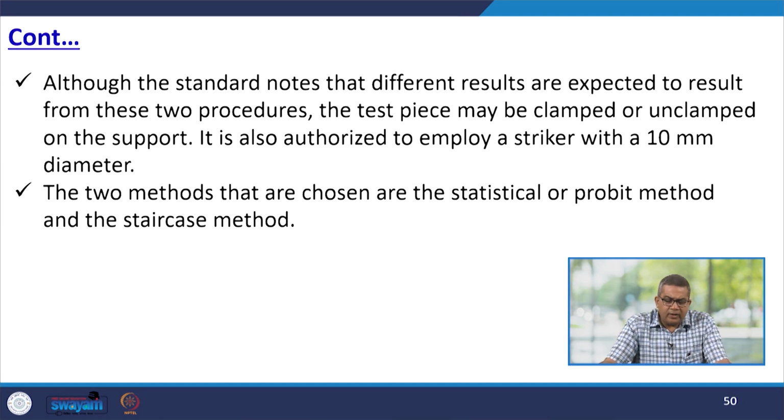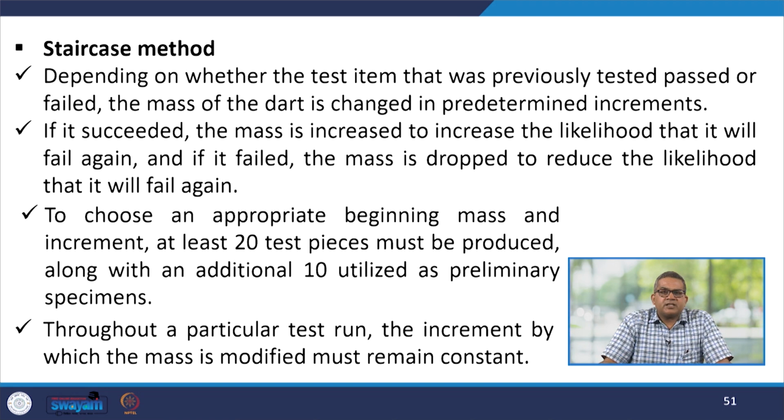Although the standard notes that different results are expected from these two procedures, the test piece may be clamped or unclamped on the support, and it is authorized to employ a striker with a 10 mm diameter. The two methods that are chosen are the statistical or probit method and the staircase method. Let us talk about the staircase method.